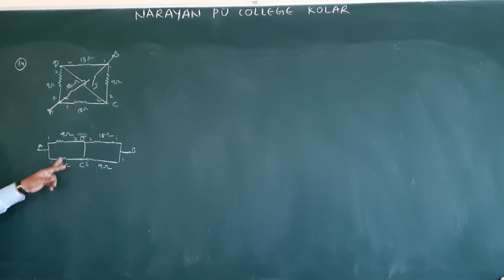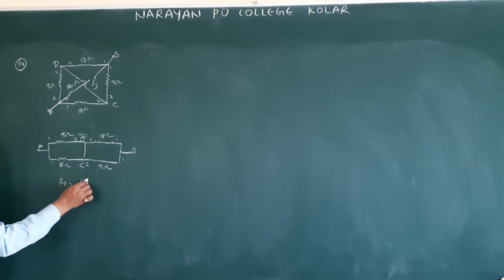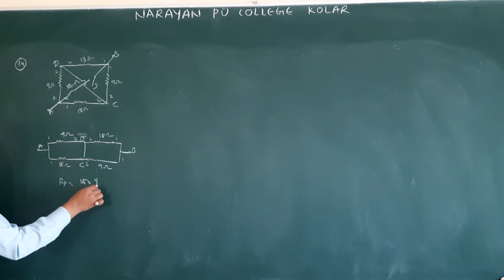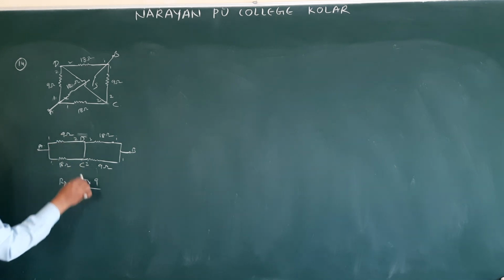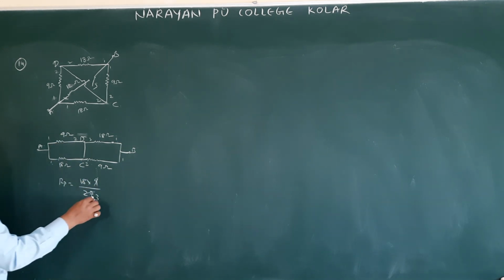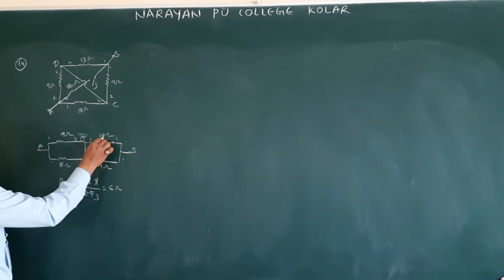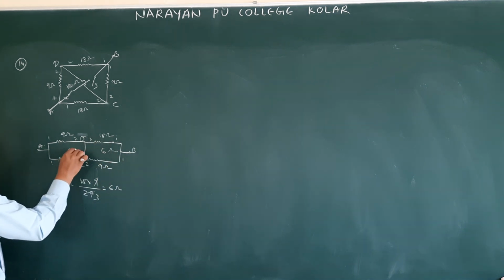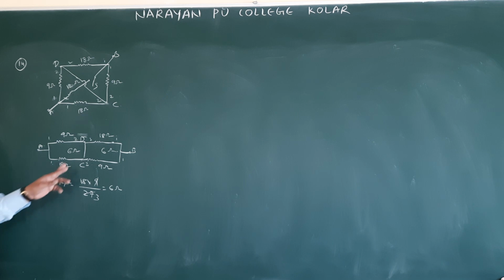Now, how are these two connected? Parallel. So what is the formula? RP is equal to R1 R2 by R1 plus R2. So 18 into 9 by 9 plus 18, 27. So 3 9s are 27, 6 ohm. This one also you will get 6, this one also 6. So how are 6 and 6 connected? 12 ohm. So when the switch is open, 12 ohm, you will be having options 2, 2 and 3.